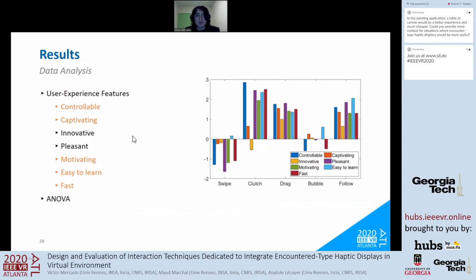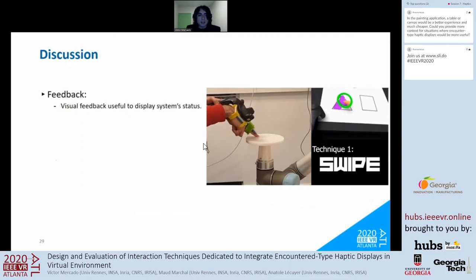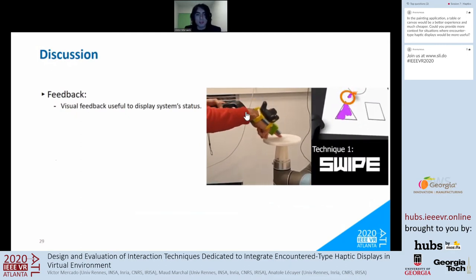Yes, actually user experience features that users actually value the most, notably for clutch and drag, and also follow. Overall bubble had a mediocre performance, and swipe had not very positive results as well. So, what to take into account here?